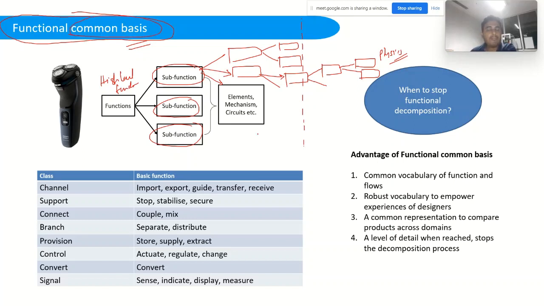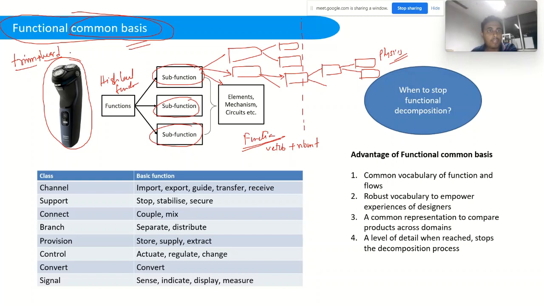Okay, so you might remember how to define a particular function. A function is written in a functional decomposition process in the form of a verb plus a noun. For example, for this particular trimmer, we can write trim beard. Trim is a verb, beard is a noun. So this is how we write a function in a functional decomposition process.